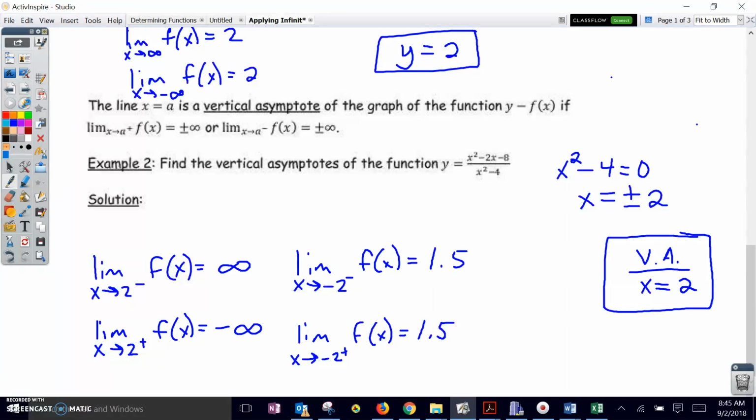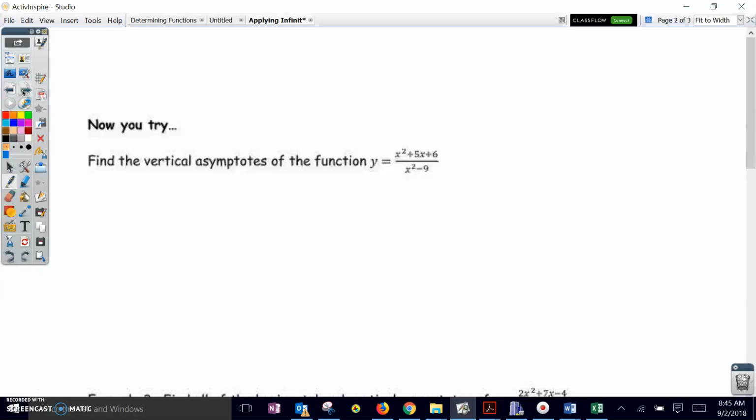Okay, let's go on. Let's do one more. We'll do the value try it for this. Go ahead and find the vertical asymptotes of this function, and pause the video, and when you're done, check out the solution on the video to see if you did things correctly.